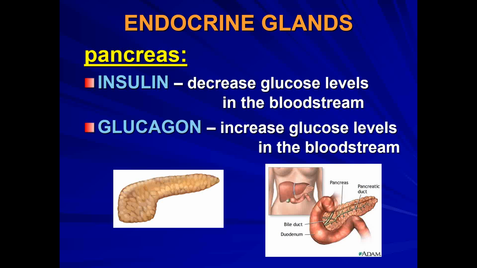The counterpoint, the other chemical that's going to do the exact opposite thing, is what we call glucagon. I've heard it pronounced glucagon as well. It does the exact opposite. It's going to increase glucose levels in the bloodstream. So between these two chemicals, under normal circumstances, we have just the right amount of blood sugar. That's homeostasis.